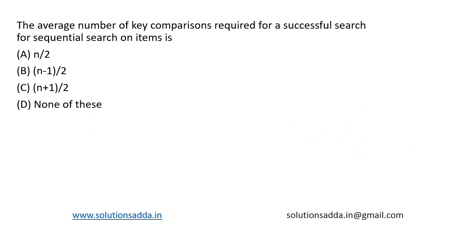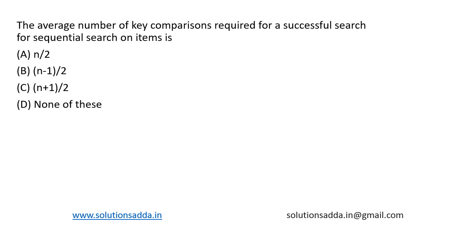This is a question from algorithms. The average number of key comparisons required for a successful search for a sequential search on n items is, and 4 options are given. So first of all, let's find out the total number of comparisons on searching n items.